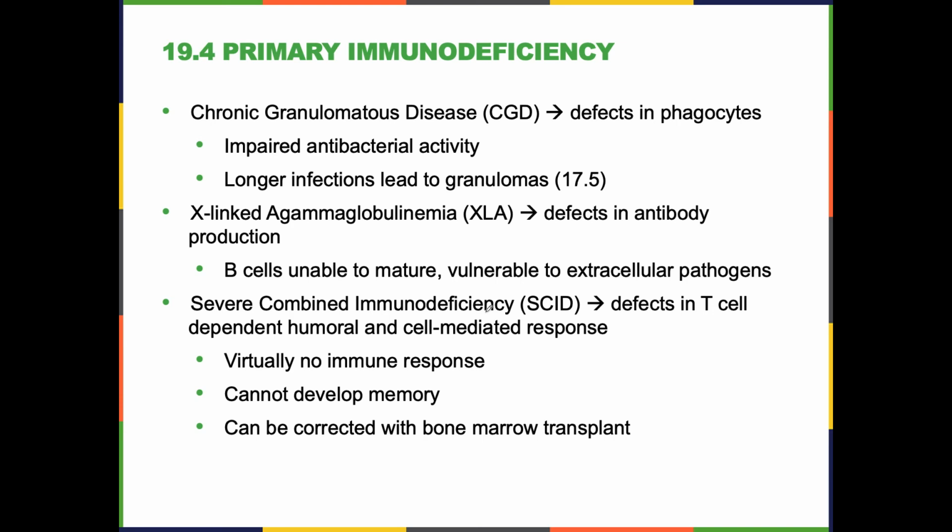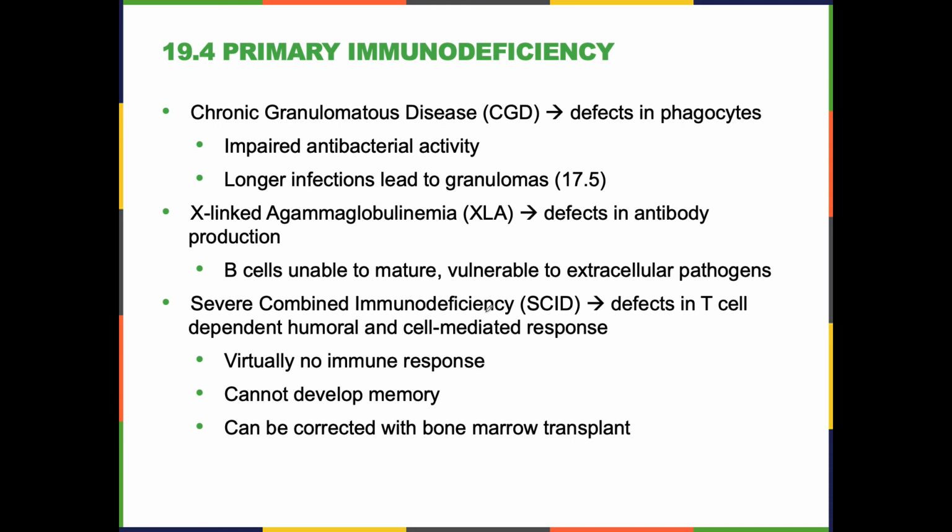So lack of proper phagocytes means that it's much harder to clear out bacterial infections, right? And these longer infections can often lead to things like granulomas, where you have these poor white blood cells all gathering around these bacteria, and they're eating it, and they just cannot digest it. They don't know what to do with it. They're just sitting there, right? And you get these massive macrophages sitting on top of each other. If you don't remember what a granuloma is, go back to chapter 17.5. You'll see a lovely picture of granulomas.